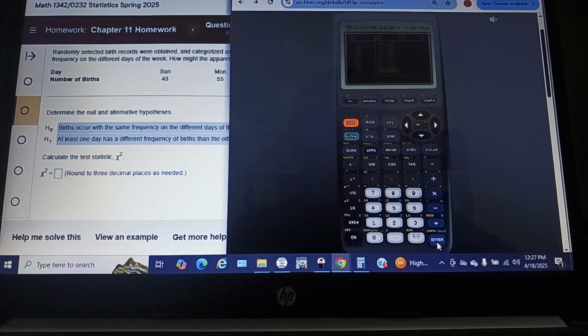But in one version of section 11.1, the goodness of fit, you hope that all the categories are equal to each other. That's the null. And then you just put the average in L2 as many times as there are numbers in L1. Whoops, I typed that one wrong.